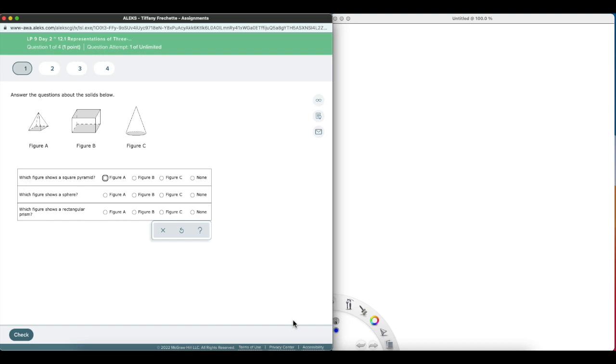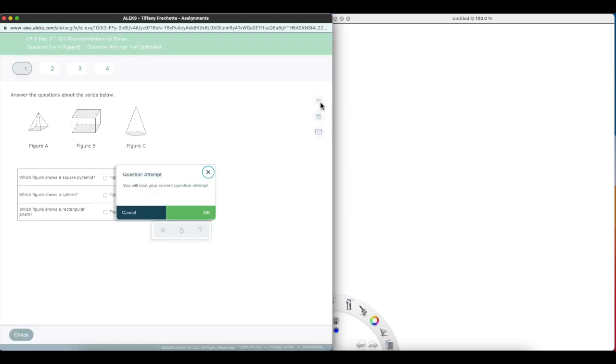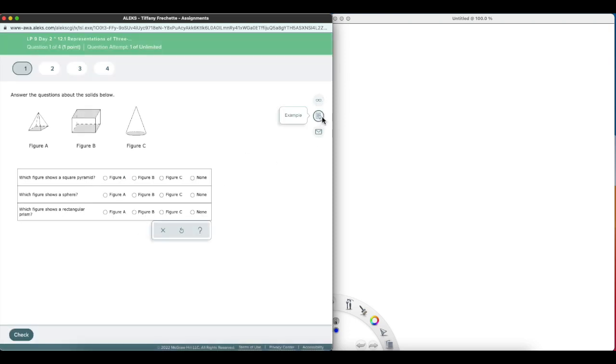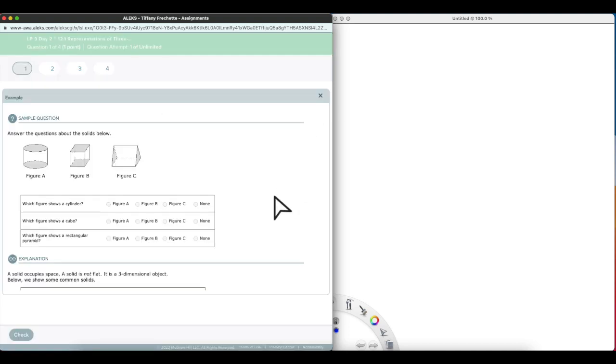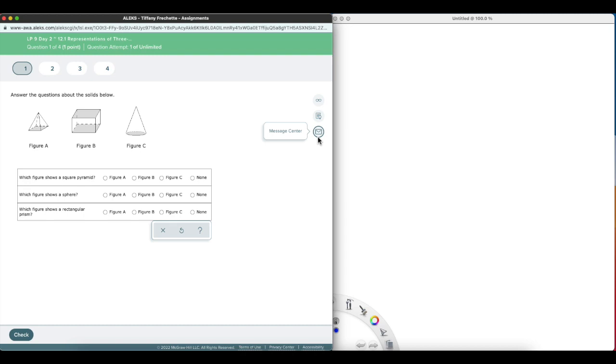On the side we always have three resources. We have explanation. Explanation tells us that we're going to lose our current question attempt because it's going to give us the answer to this exact problem. So it's not going to give you the answers unless you come type them in. Example will give you something very similar to what we're looking at and walk you through the idea here. Make sure you read through background information, especially if you see this section. If you don't see the background information, it's introducing something brand new. So you can scroll through.